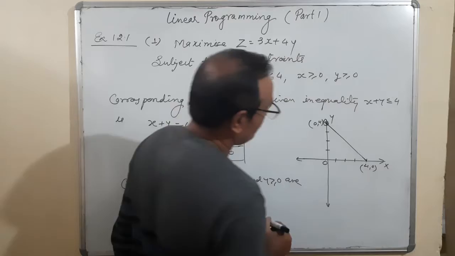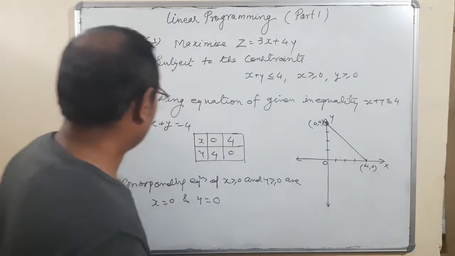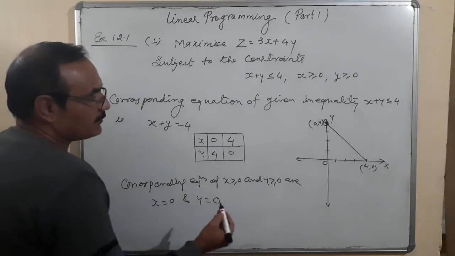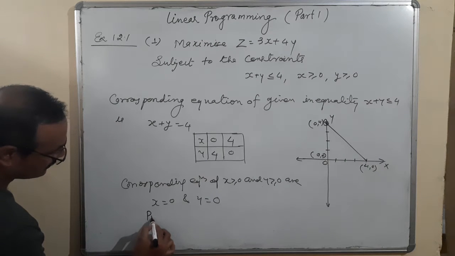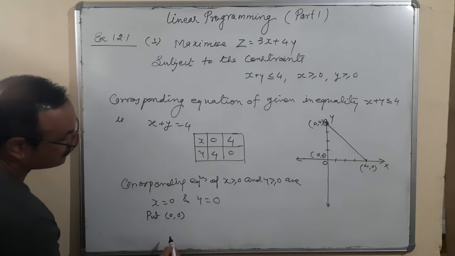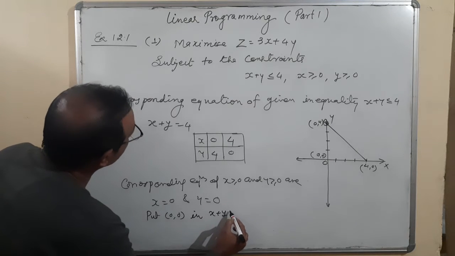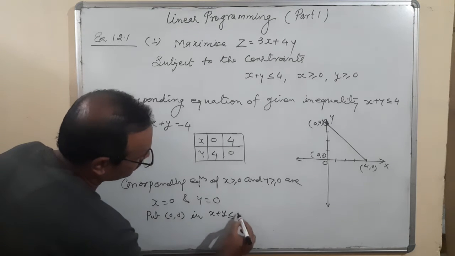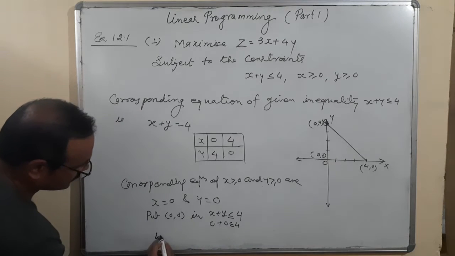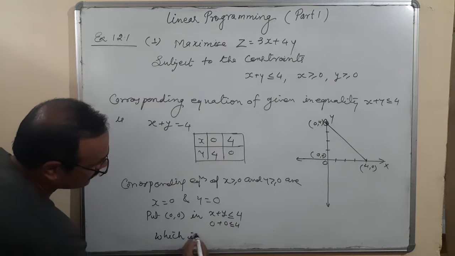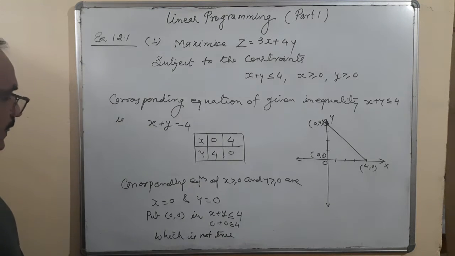Dotted line. Now let us see whether the feasible region is away from the origin or towards the origin. Again, I am using the same method. Put (0, 0) in x plus y is less or equal to 4. When I put 0 plus 0 is less or equal to 4, which is not true.